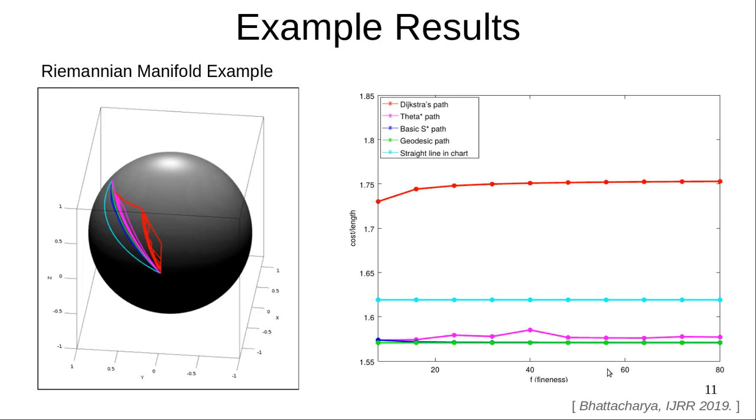And here is actually a picture of a manifold. Once again, we'll use a sphere, a two-sphere, and this just shows that the simplicial complex search, the S star search, finds paths that are much closer, both in terms of cost or length as well as in terms of smoothness, to the true geodesic path, right?